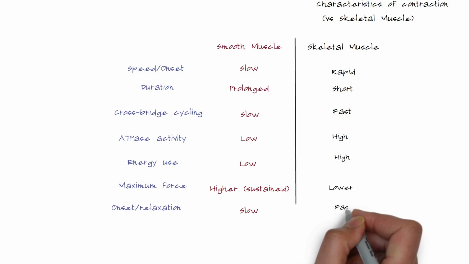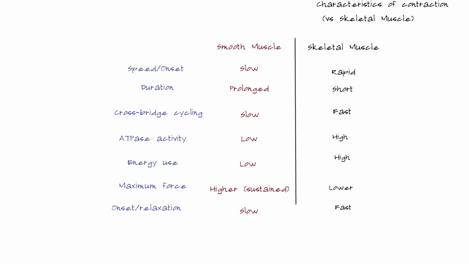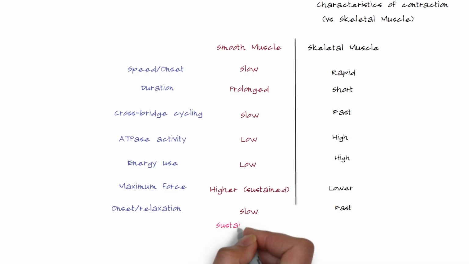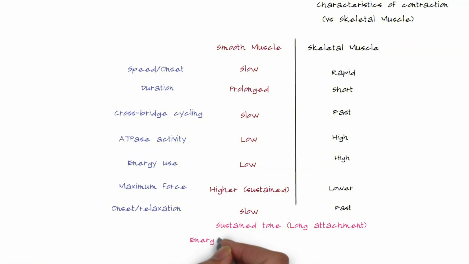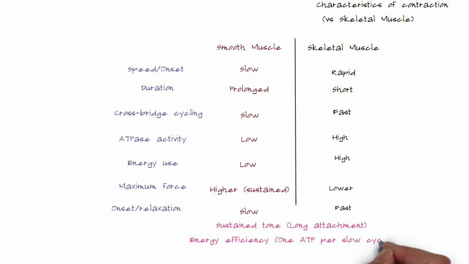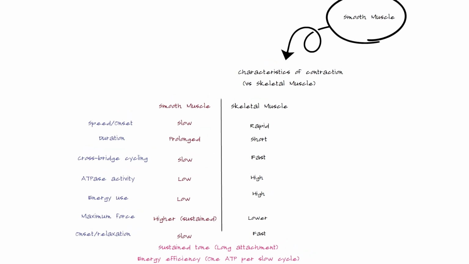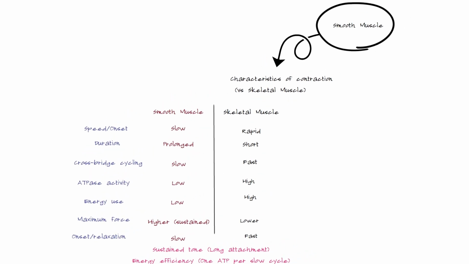The smooth muscle contraction is prolonged because of the slow ATPase activity, the long attachment duration of actin and myosin, and also we use only one ATP, so this is energy saving, giving sustained tone and energy efficiency, which is a characteristic of the smooth muscles.